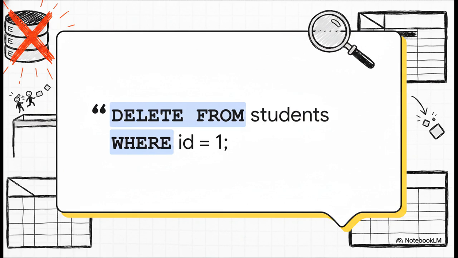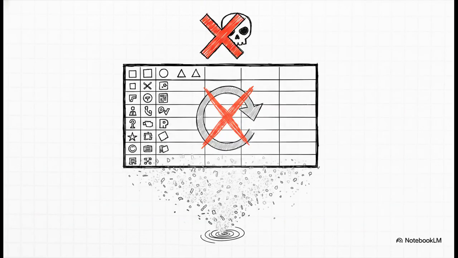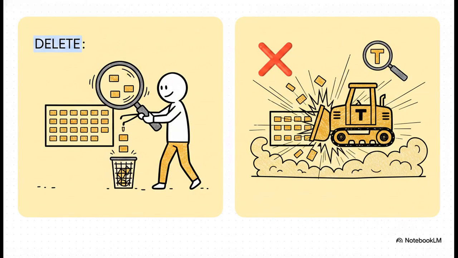Here, we're targeting only the student with ID 1. And just like update, if you forget that where clause, if you just say delete from students, you are telling the database to delete everything, the entire table, wiped clean, and there is no undo button. It is gone for good. Now you should also know about delete's more aggressive cousin, truncate. The biggest difference? Truncate doesn't even let you use a where clause. Its only purpose in life is to empty an entire table as fast as possible. Think of delete as the scalpel and truncate as the bulldozer. Much faster, but zero precision.